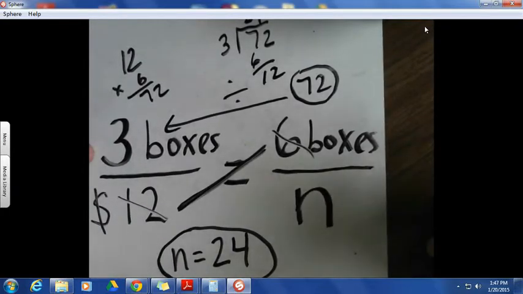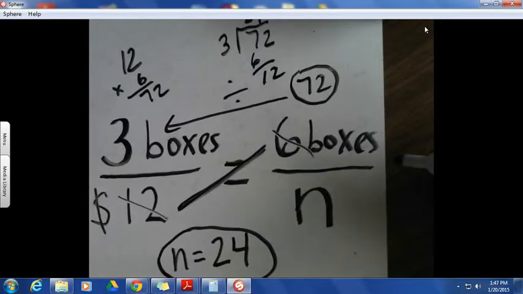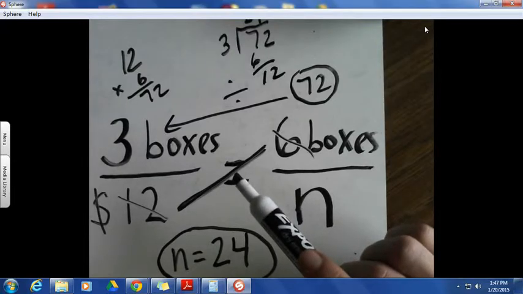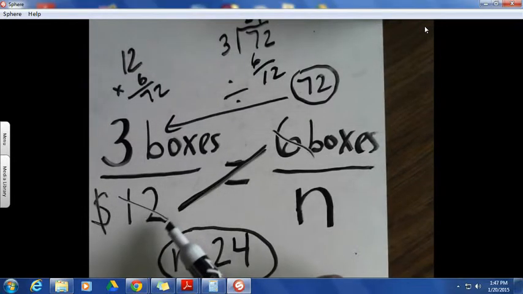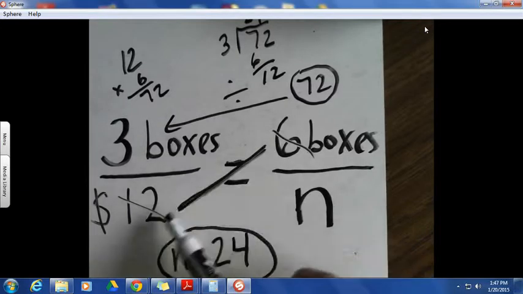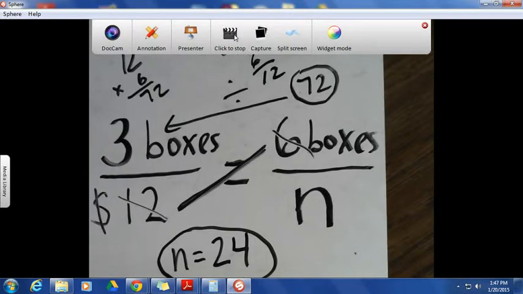So if I sell 3 boxes of Girl Scout cookies, I make $12. If I sell 6 boxes, I will make $24. This makes sense because 6 is twice the amount of 3. So it makes sense that I make twice the amount of money for selling twice the amount of Girl Scout cookies. And again, we got our answer by multiplying diagonals and dividing by the leftovers. Hopefully that was helpful. In the next video I'm going to go through your worksheet with you and guide you along the way so we can practice these steps.